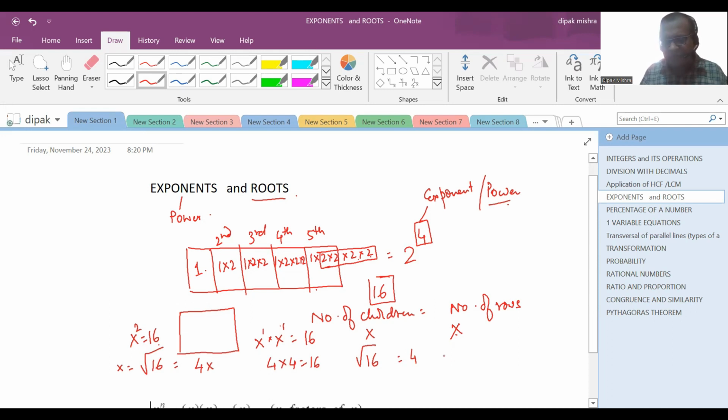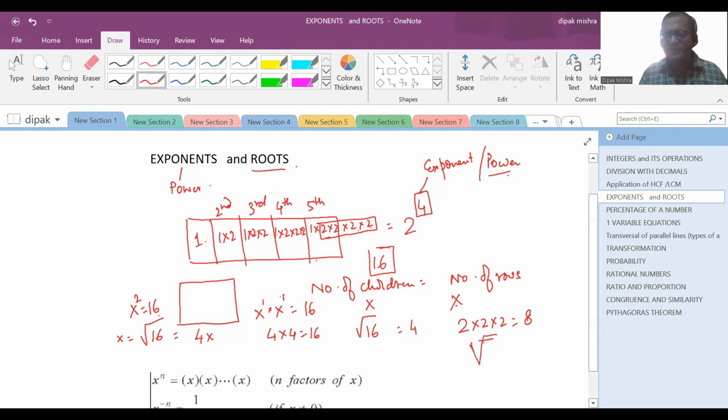This is specifically square roots, but there can also be cube roots, which means a number multiplied 3 times. You get a number, say 2 multiplied by 2 multiplied by 2 is 8, which means we can say the cube root of 8 is 2.